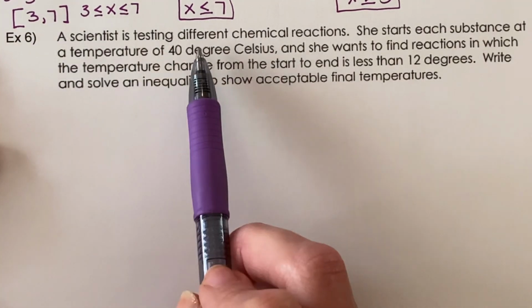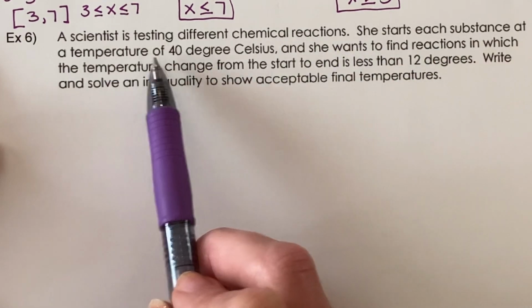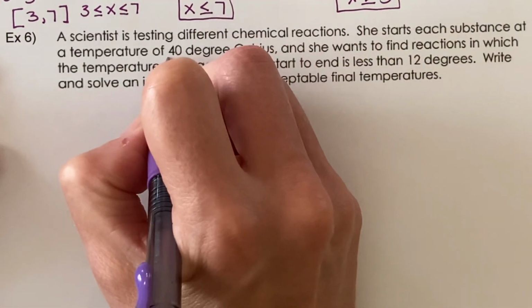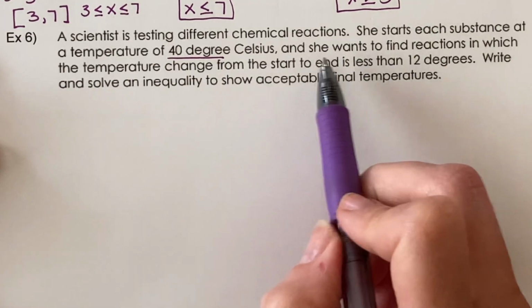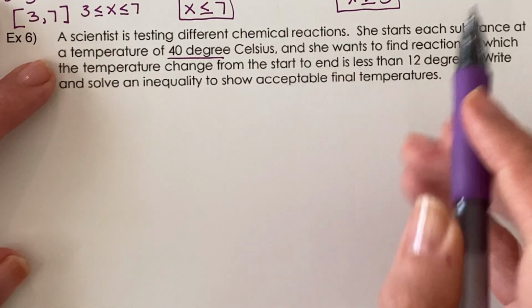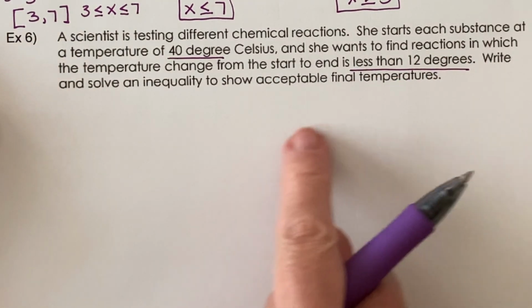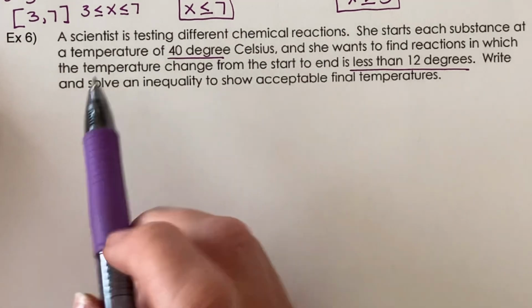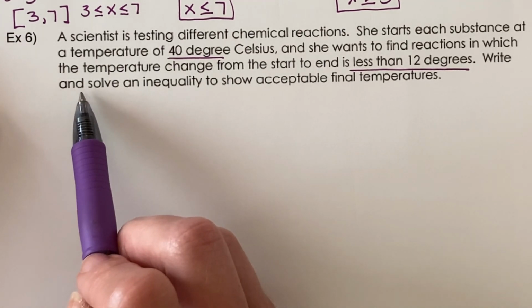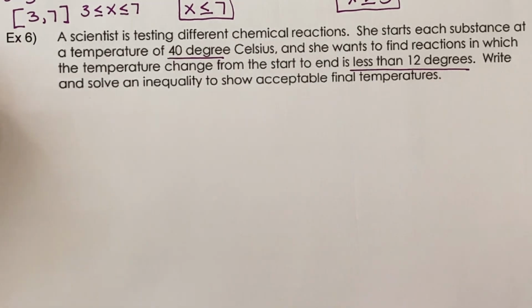A scientist is testing different chemical reactions. She starts each substance at a temperature of 40 degrees. That's going to be important. And she wants to find reactions in which the temperature change from the start to end is less than 12 degrees. So it's either 12 degrees hotter or 12 degrees colder. What do we have to do? Write and solve an inequality to show acceptable final temperatures.